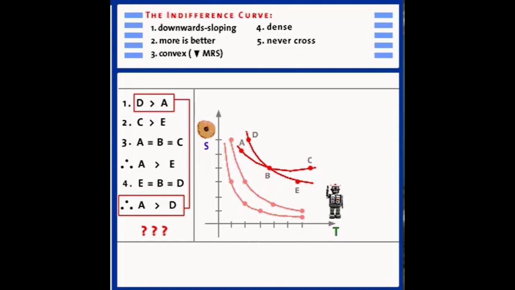It is illogical for these indifference curves to cross. You can't have more is better and have crossing indifference curves. So we'll put a big circle slash through this. This is not a possibility. Indifference curves never cross.